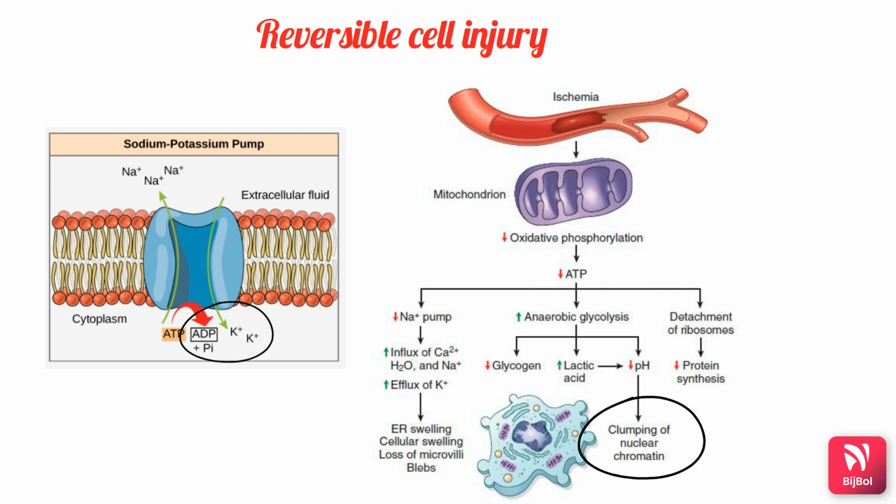And decreased ATP also results in detachment of the ribosomes. Basically these ribosomes are attached together and help in protein synthesis. As there is detachment of the ribosomes, there will be decreased protein synthesis. So these are all various consequences seen in reversible cell injury.